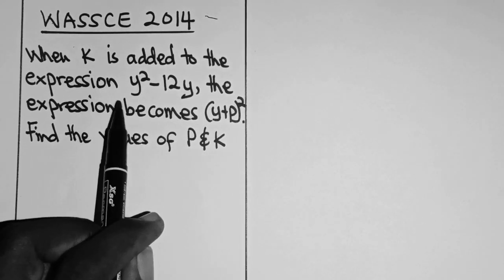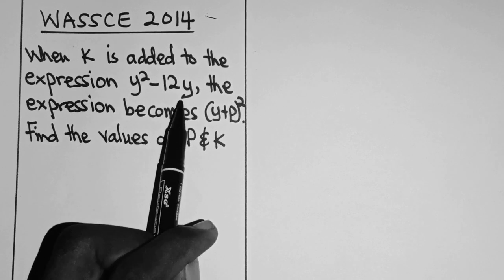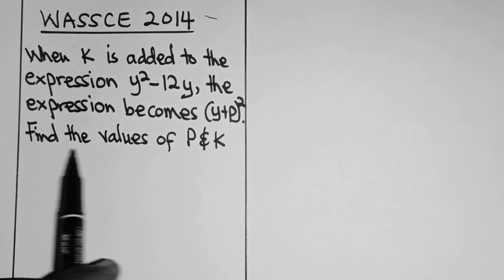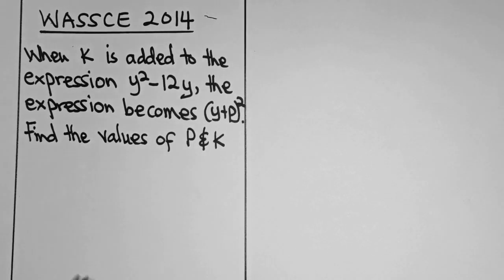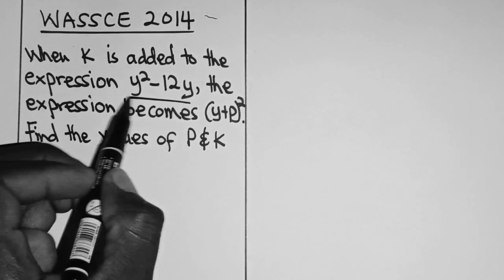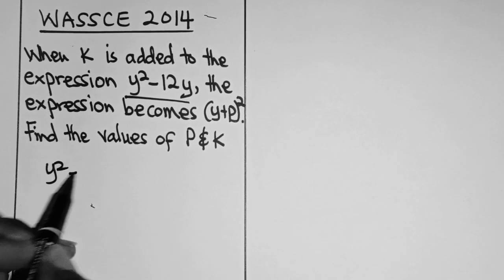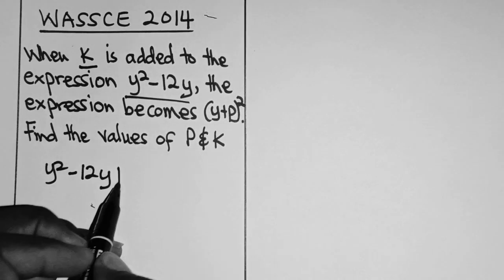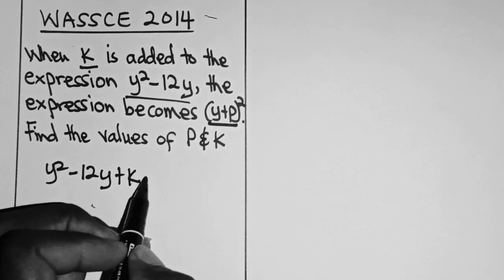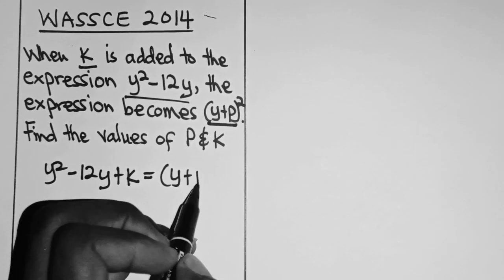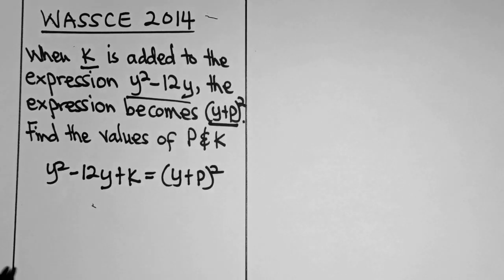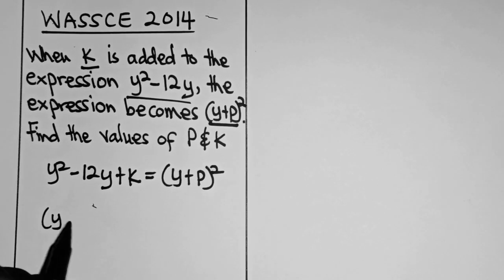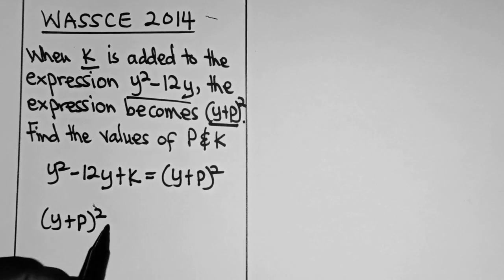When k is added to the expression y squared minus 12y, the expression becomes (y plus p) squared. Find the values of p and k. So the expression is y squared minus 12y. Then he says when we add k to it, so let's add k. The expression becomes (y plus p) all squared. So now, what we need to do is to expand (y plus p) squared.